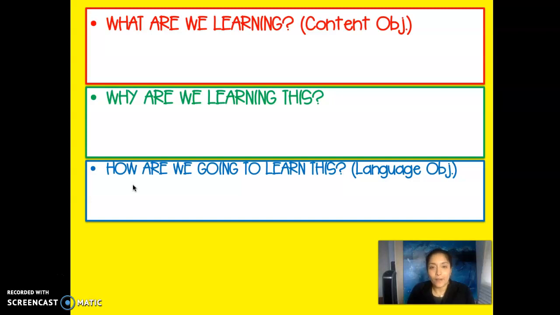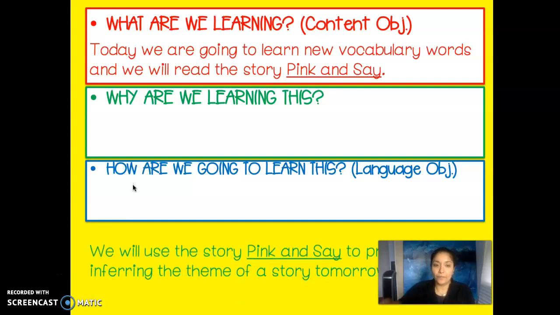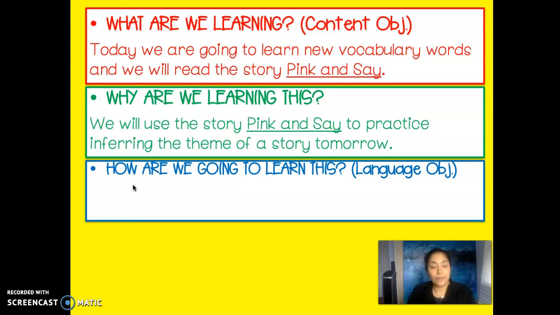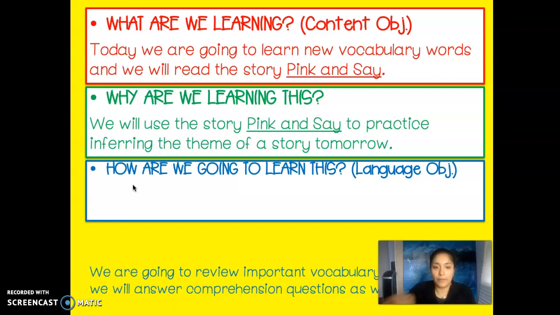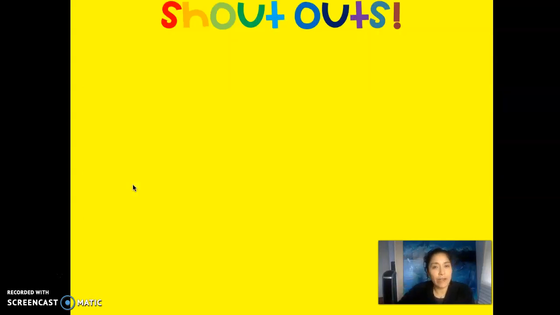Okay, our content objective today. Today we're going to learn new vocabulary words and we will read the story Pink and Say. We will use the story Pink and Say tomorrow and the following day to infer the theme of the story. And we're going to be reviewing important vocabulary words and answering reading comprehension questions so that we can really understand the story.